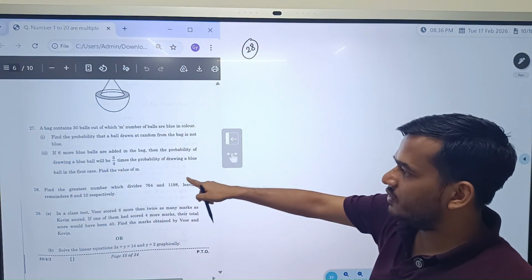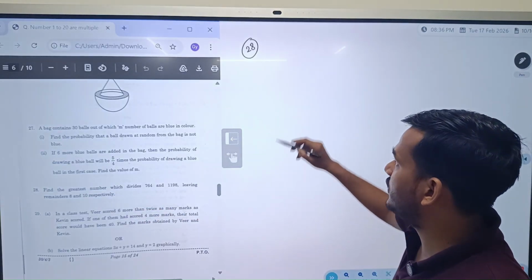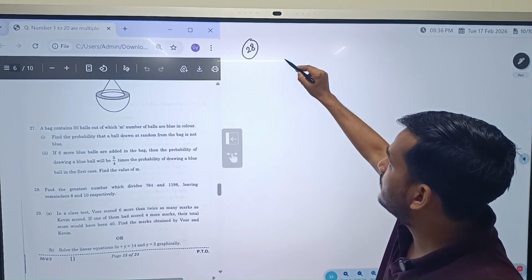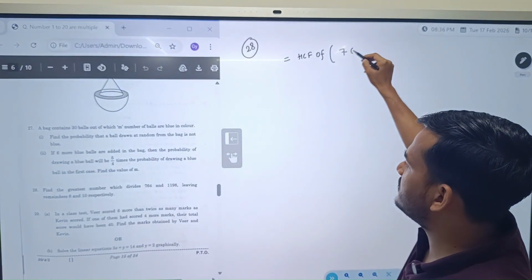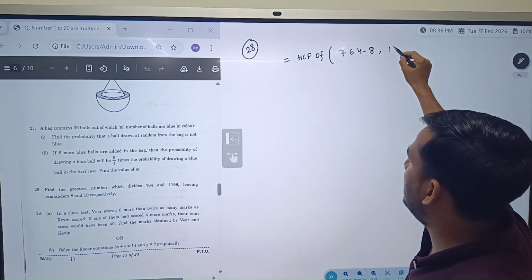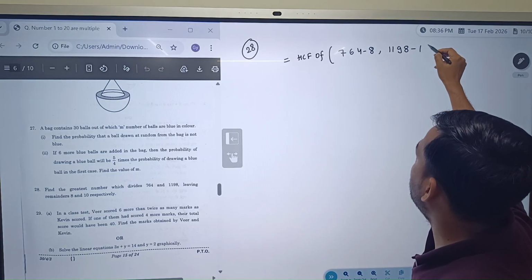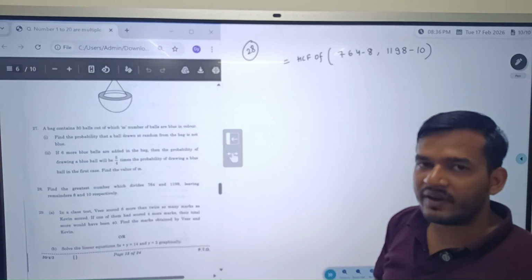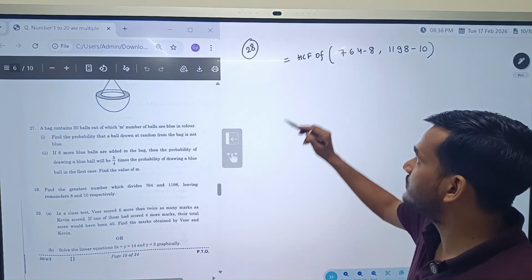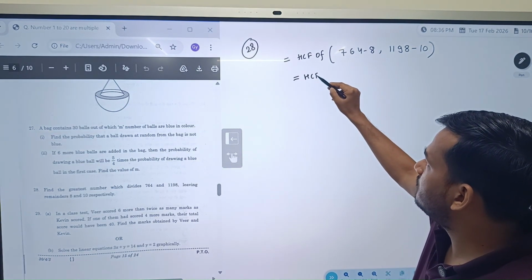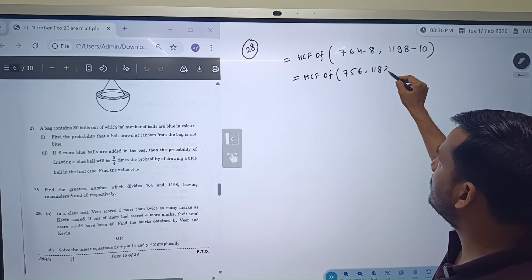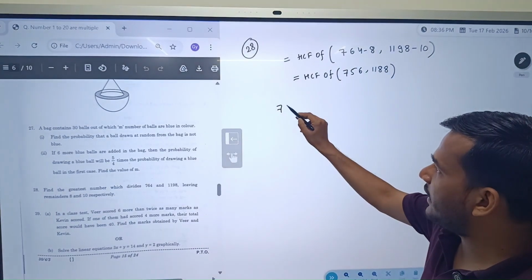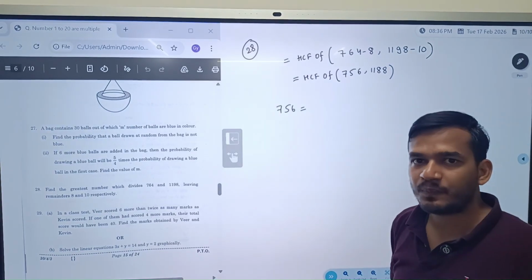So the greatest number which gives remainder is equal to HCF of 764 minus 8 and 1198 minus 10. So basically we have to find the HCF of these two numbers. So HCF of 756 and 1188. So now we'll write the factors of 756.